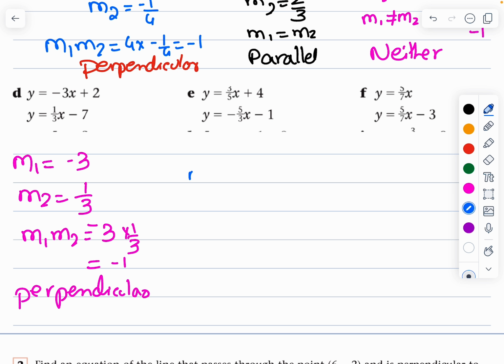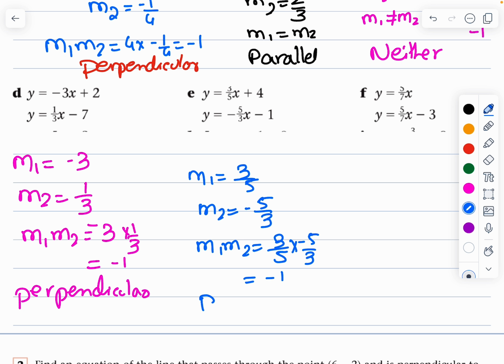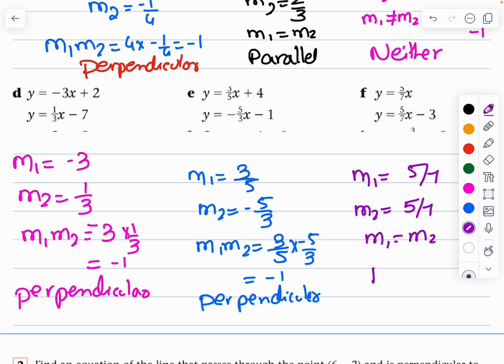Part E, m1 equals 3 upon 5, m2 equals -5 upon 3. Multiply m1 times m2, 3 upon 5 times -5 upon 3, which is -1. So therefore they are perpendicular, if the product is -1. Part F, m1 equals 5 upon 7, m2 is also equal to 5 upon 7. m1 equals m2. So therefore they are parallel.